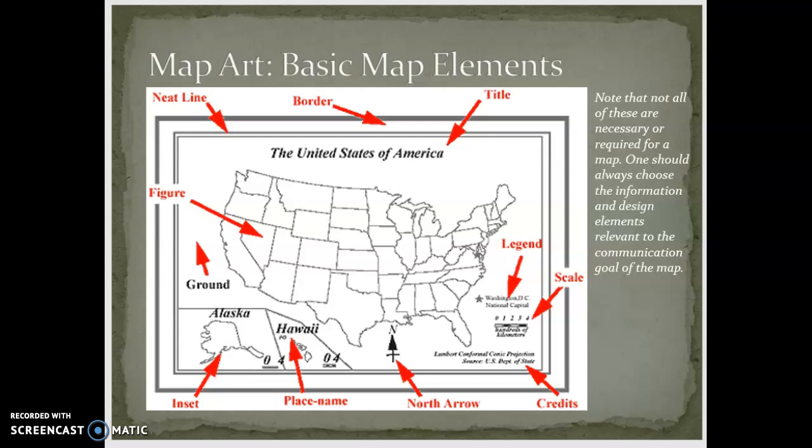And I note on here on the side, it says, not all of these are necessary or required for a map, and one should always choose the information and design elements relative to the communication goal of the map. And we'll go over a little more, in the coming weeks, about what exactly you're trying to achieve and what you can or cannot or don't need to include.